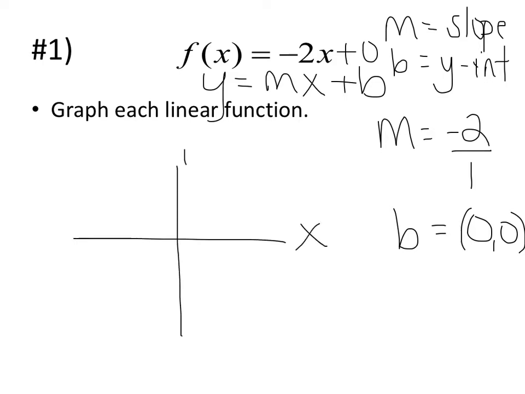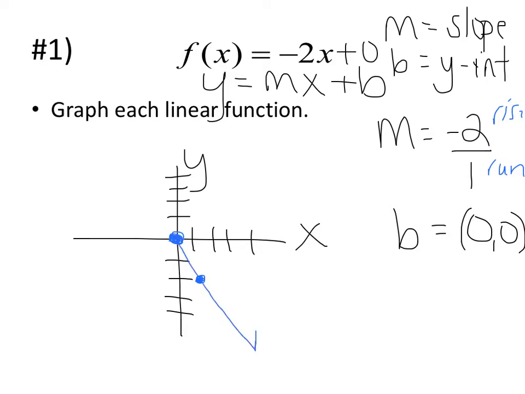So I'm going to draw my graph, x, y. I'm going to plot my y-intercept at 0, 0 at our origin. And remember, you rise and run. So I'm going to rise down, which seems weird, but that's okay. So I'm going to go down 2, 1, 2, and over 1. And then you connect your dots. And that's your graph.